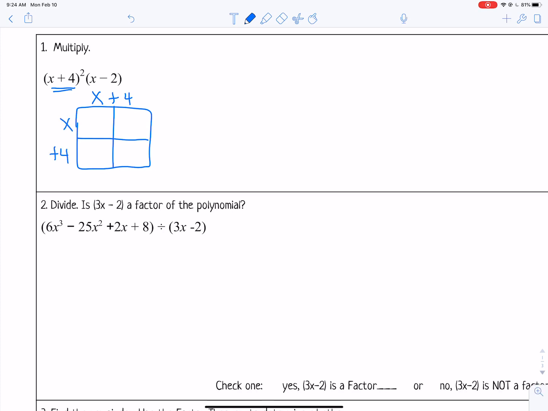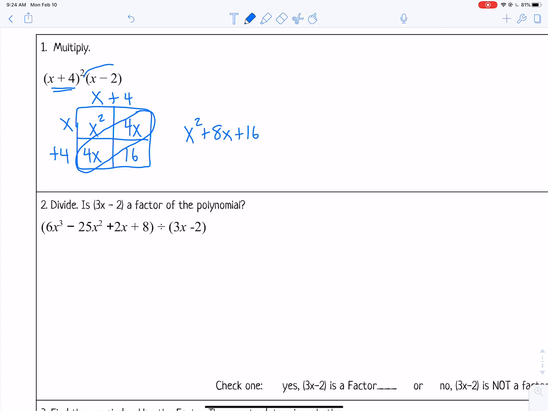If you use a different method to FOIL, that would be fine as well. You should get the same thing. So I get x times x is x², 4 times x is 4x, 4 times x is 4x again, and 4 times 4 is 16. Then I need to add these two together. So I get x² + 8x + 16.